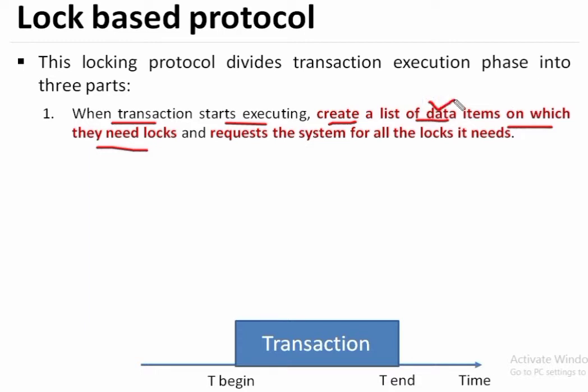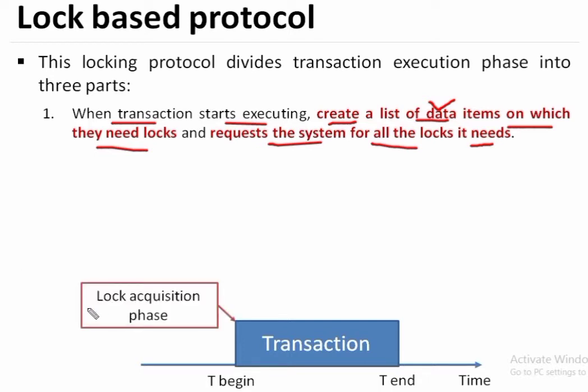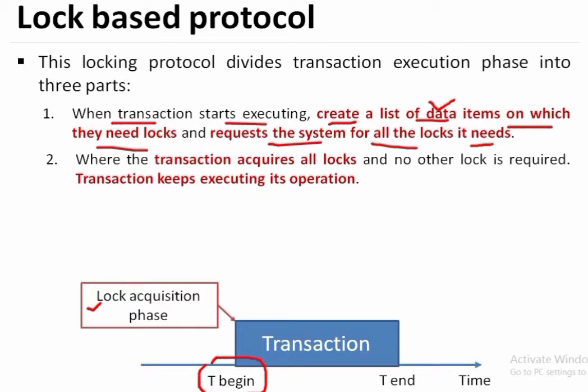The query wants to process these records, and requests the system for all the locks it needs. It says, I am going to perform some operation on these 3 records, so it requires locks so it can process further on the same data. So here we have the lock acquisition phase that starts at the timeline T begin, and once the transaction acquires all the locks and no other lock is required, the transaction keeps executing its operations.